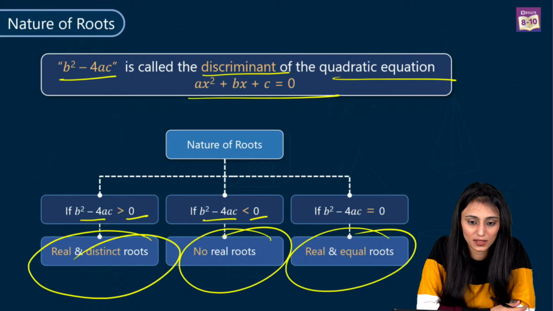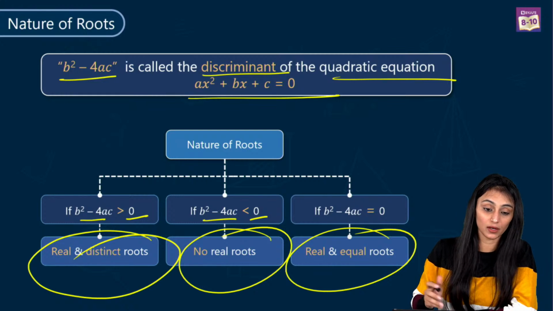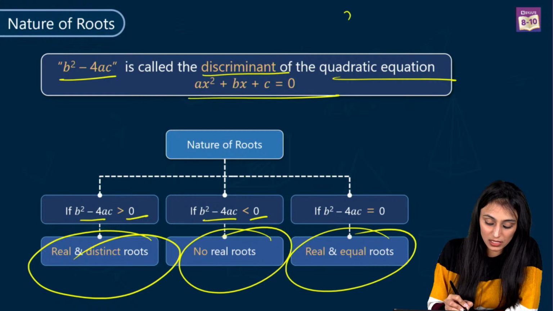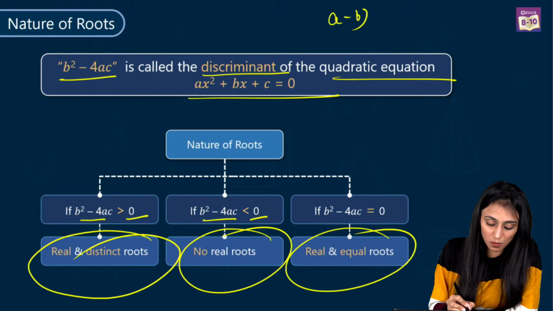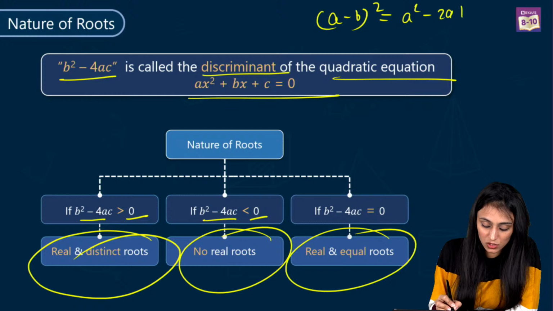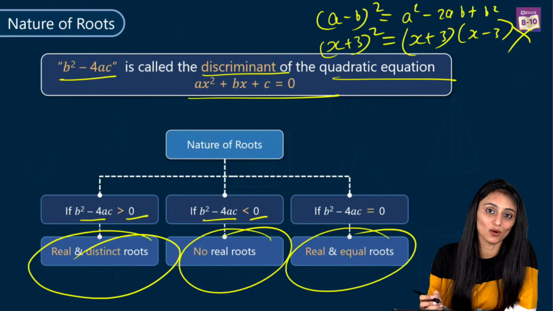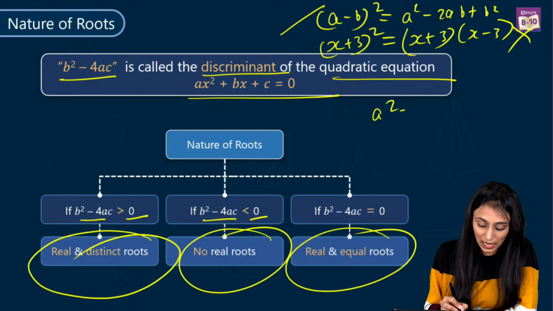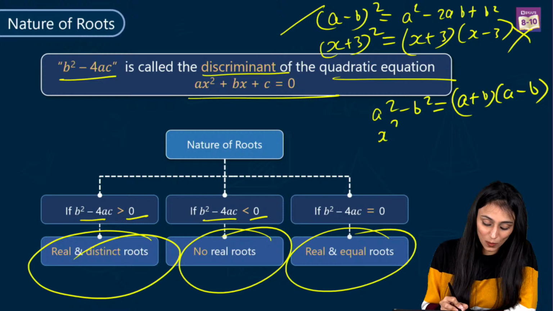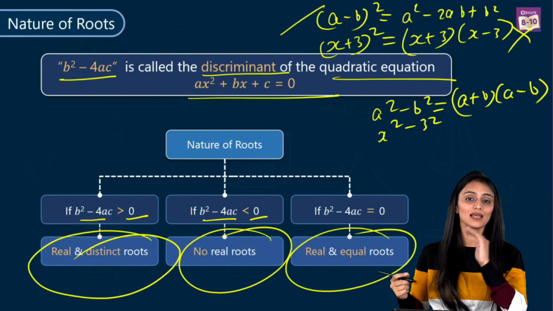X plus 3 whole square as... No, we cannot write it that way. Reason being, Disha, a minus b whole square is a square minus 2ab plus b square. You are saying you can split x plus 3 whole square like this, x plus 3, x minus 3. That's completely wrong. Look at the identities that you have. A minus b whole square, I just wrote it down. A plus b whole square, all the positive signs would be there. And a square minus b square is a plus b, a minus b. Had it been in that form, x square minus 3 square, then you can write it like this, x plus 3, x minus 3.